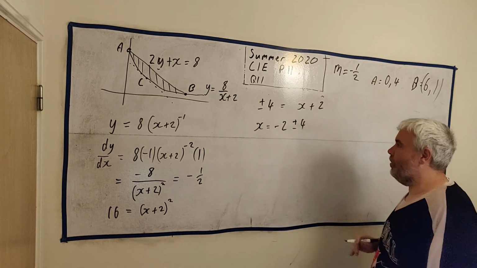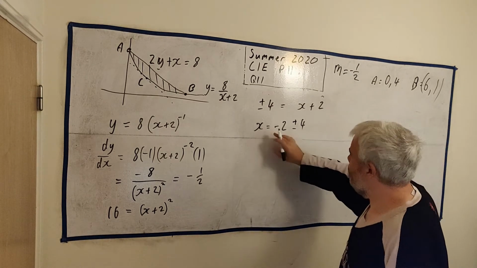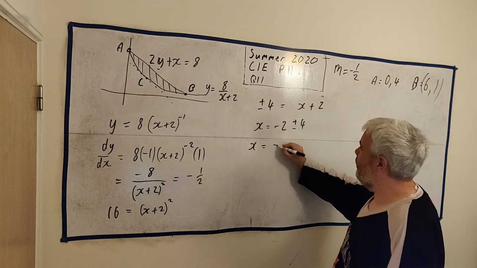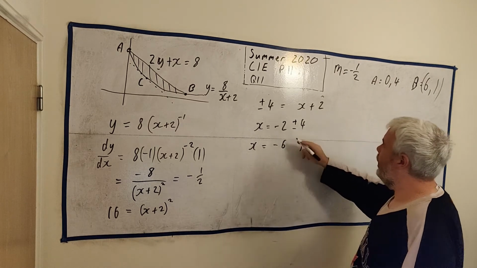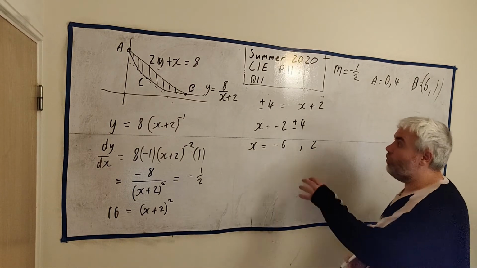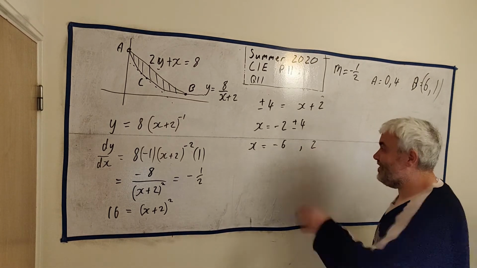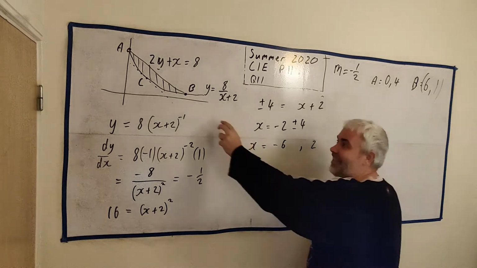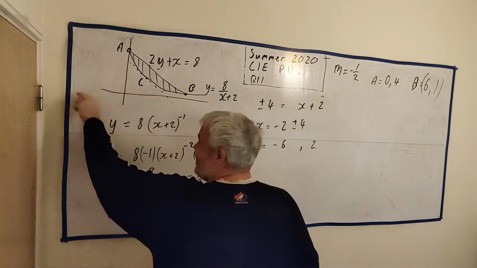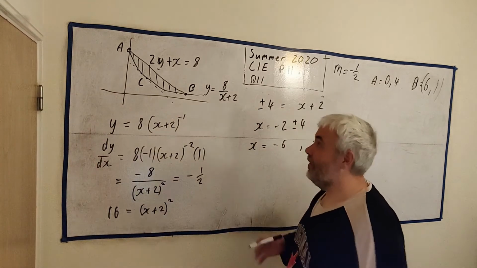You can pause the video, don't slow me down. x is equal to minus 2 plus or minus 4. So that means x must equal minus 6 or x is equal to plus 2. There are two answers, although we can throw one away already. It's not minus 6. This guy here is not at minus 6. He must be at 2. Minus 6 is all the way over to the left.